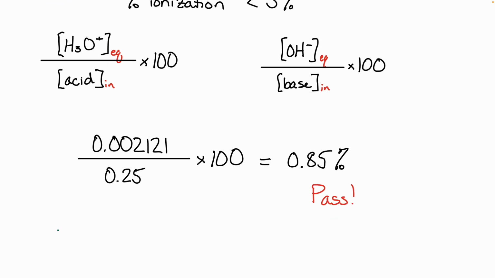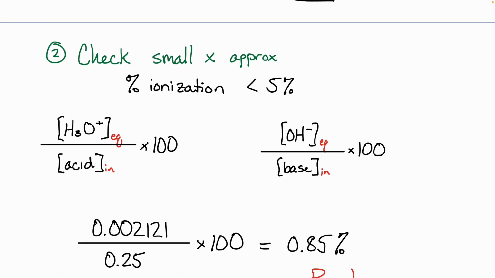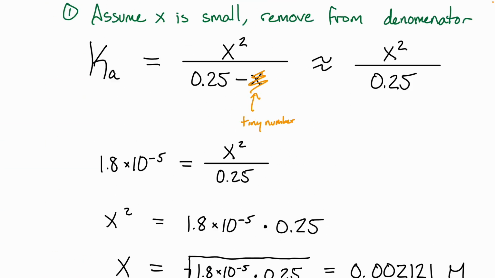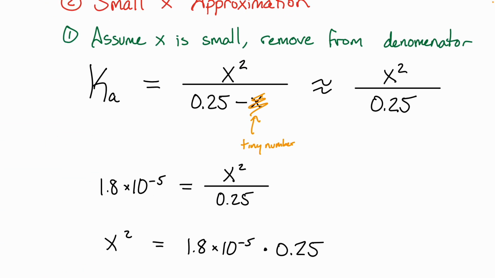Okay, let's just note that if we fail, that means you have to use the solver. You can't use that small x approximation to simplify your algebra. You got to use your solver. You don't have to use your solver. You could actually just rearrange this equation, but it's a quadratic, so then you'd have to use the quadratic formula. It's kind of just a pain in the butt, all right? But the bottom line is you would not be able to drop that x and get away with it. Okay?